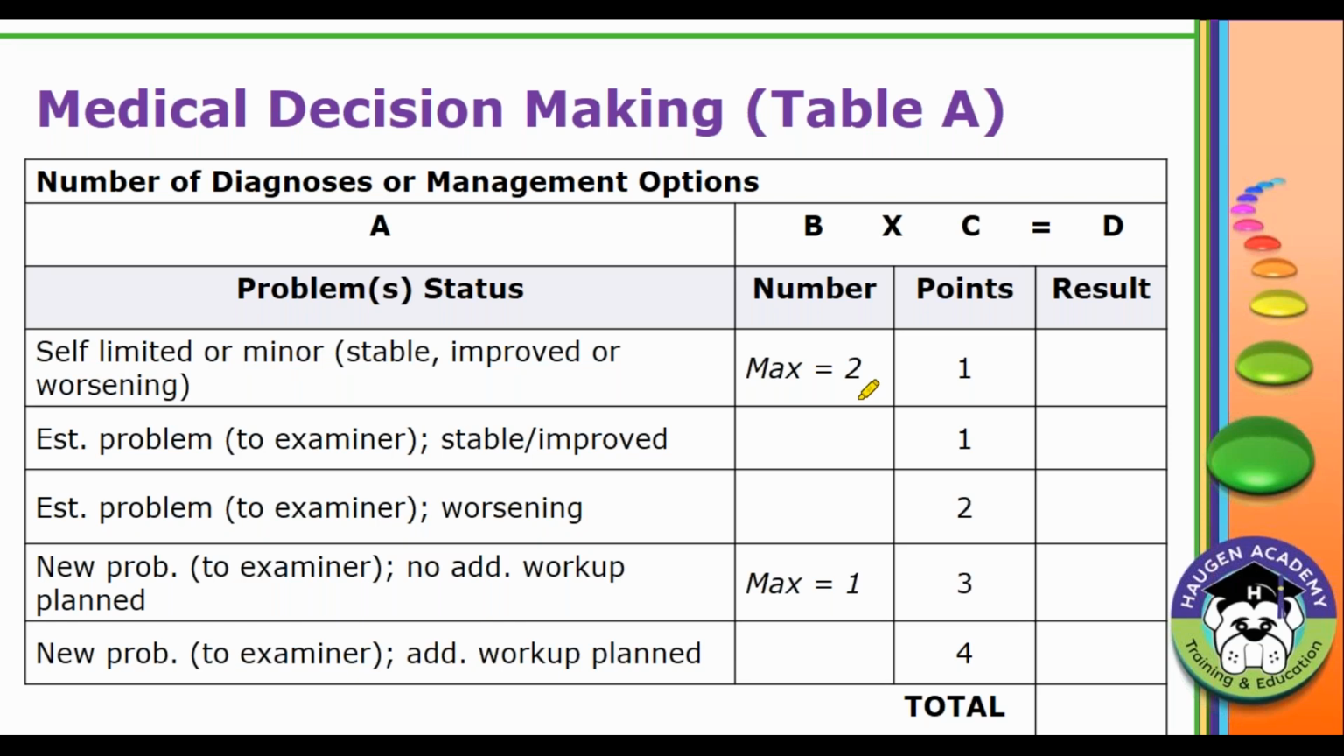So that would determine whether these are new problems or established problems, and then documentation is going to need to reflect the rest in picking whether this is a stable, worsening, or a new problem with additional workup or no additional workup. And additional workup is just going to be anything diagnostic that's still outstanding that this provider is going to follow up on. So the total points get added up here, and that gets brought over to that first line we looked at for Table A on the medical decision making.